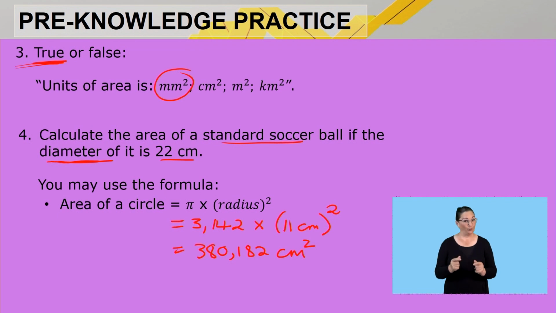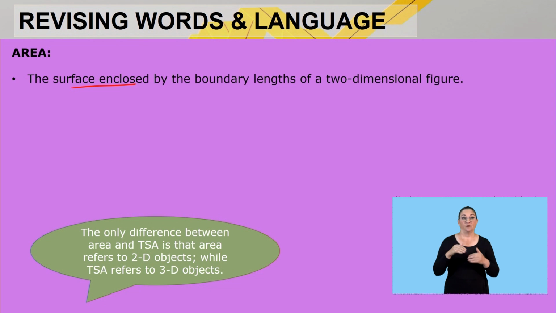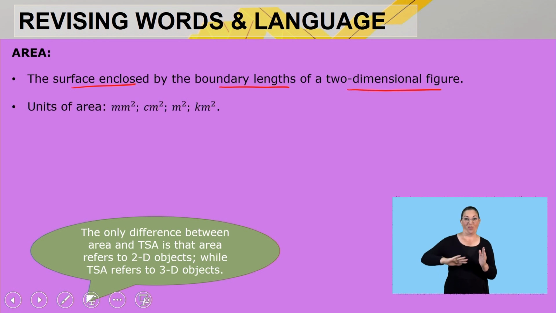Quick practice. Remember, we're going to do more of this as we continue with our lesson. Let us now look at other important information or terminology, the language that we use for today's lesson. I've indicated that area is the surface enclosed by the boundary length of a two-dimensional figure. Then also units of area, as we saw now in our question as well: squared millimeters, square centimeters, meters squared, square kilometers.